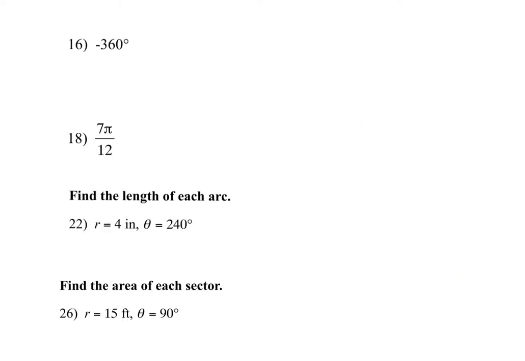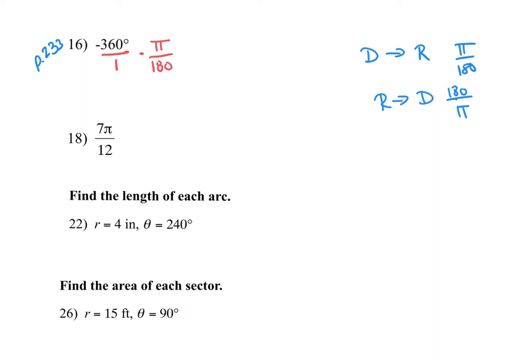So degree conversion is page 233. So page 233 in your book. Remember when you're going from degrees to radians, you multiply by pi over 180. And radians to degrees is just the opposite, 180 over pi. Okay. So for number 16, you would put a 1 under the 360, right? Times pi over 180. And that's a beautiful one because those actually cancel. And then you just multiply across. Negative 2 times pi over 1.